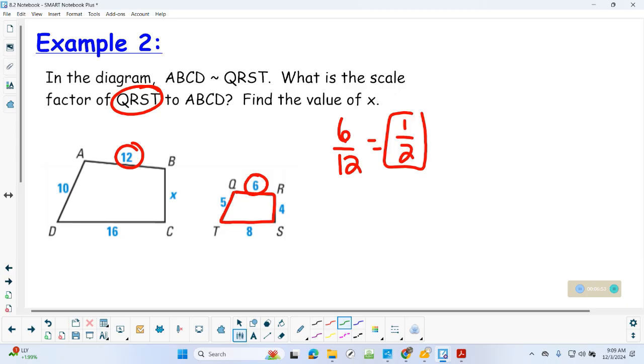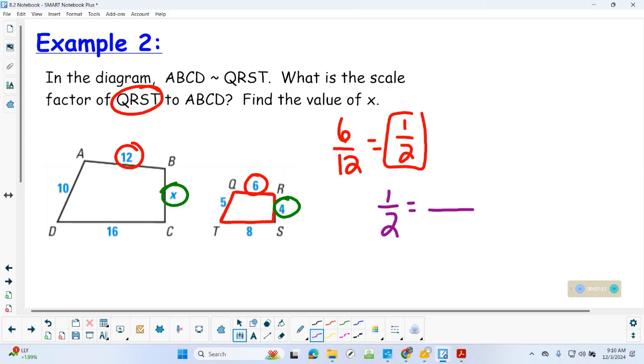So I'm going to find where x is. So x, of course, corresponds to what side? Okay, so here's what I'm going to do. Because we're going to make a proportion like you did yesterday. And I'm going to steal this same scale factor up here we just found. I'm going to use the 1/2 as one of my fractions.